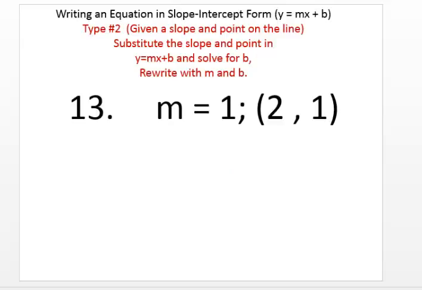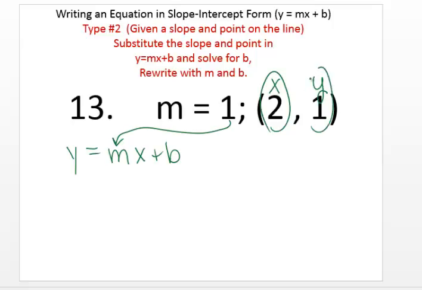The second type of problem that we'll be given today is given a slope and a point. We are going to use slope-intercept form today, so we're going to substitute values in for the x and the y. This m is going in for the m, so the slope is going in for the slope. The x value will be 2 and the y value will be 1 because every ordered pair is labeled x comma y. So we're going to make these substitutions.